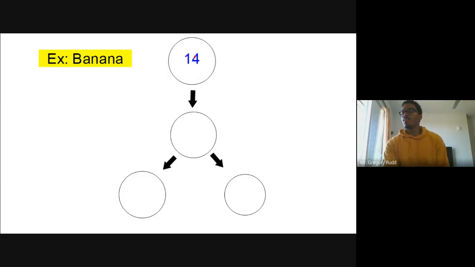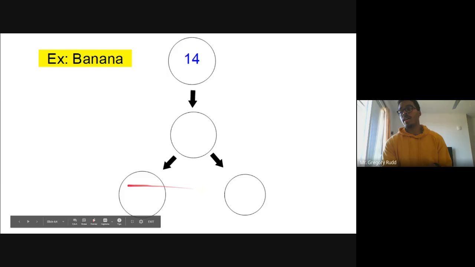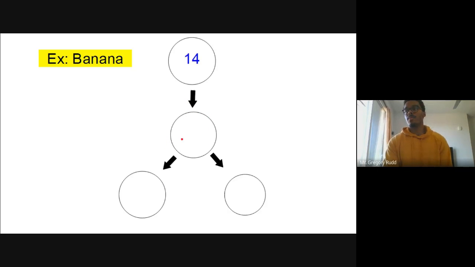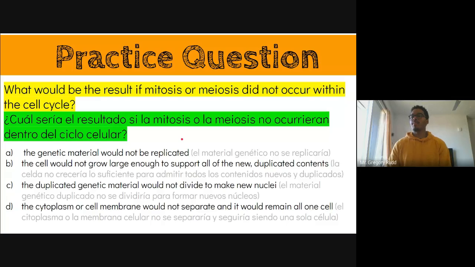14. Good. So we start off with 14 in the parent cell. We have to end up with 14 in the daughter cells. And so to do that, we first have to double the number of chromosomes. Pretty simple. Okay, one more practice problem.